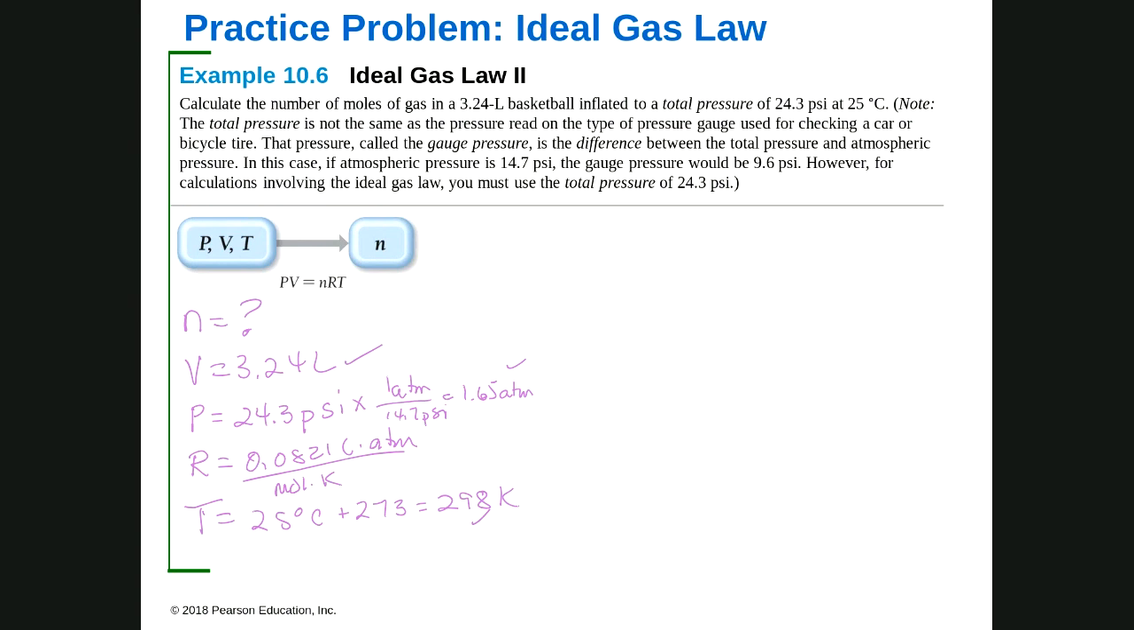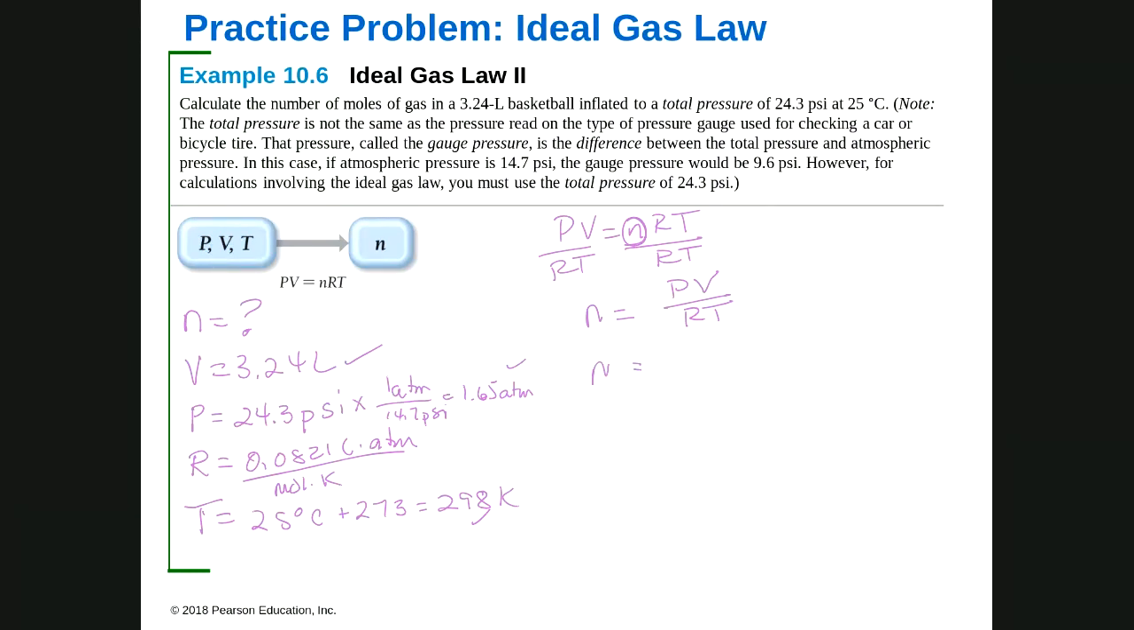So PV equals nRT, and I'm solving for n. So I'm going to divide both sides by RT. So n equals PV over RT. I don't know if y'all can hear my dogs howling, but I apologize. They can be real idiots sometimes.